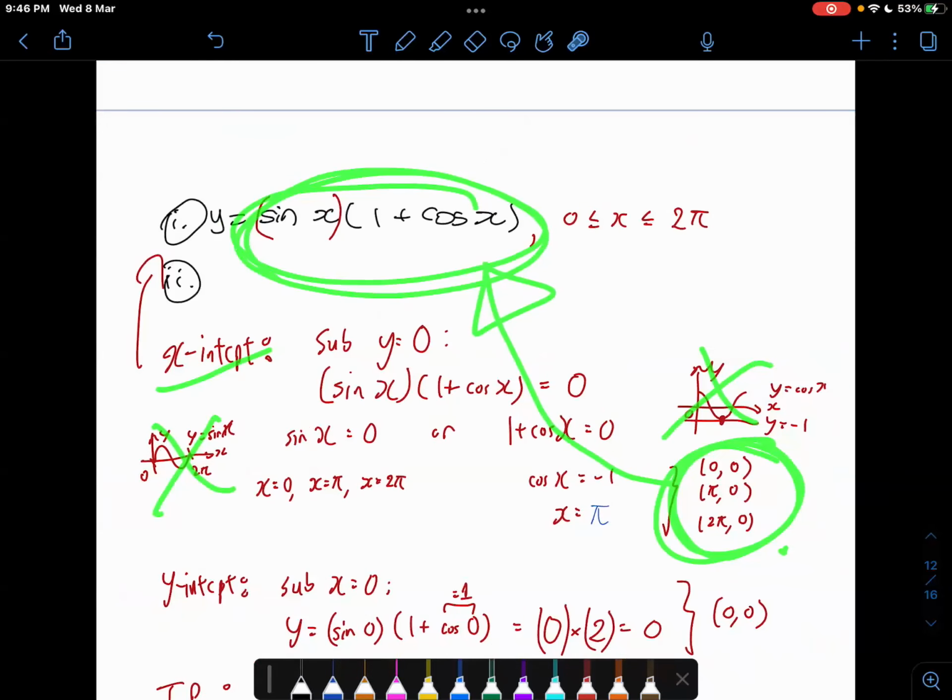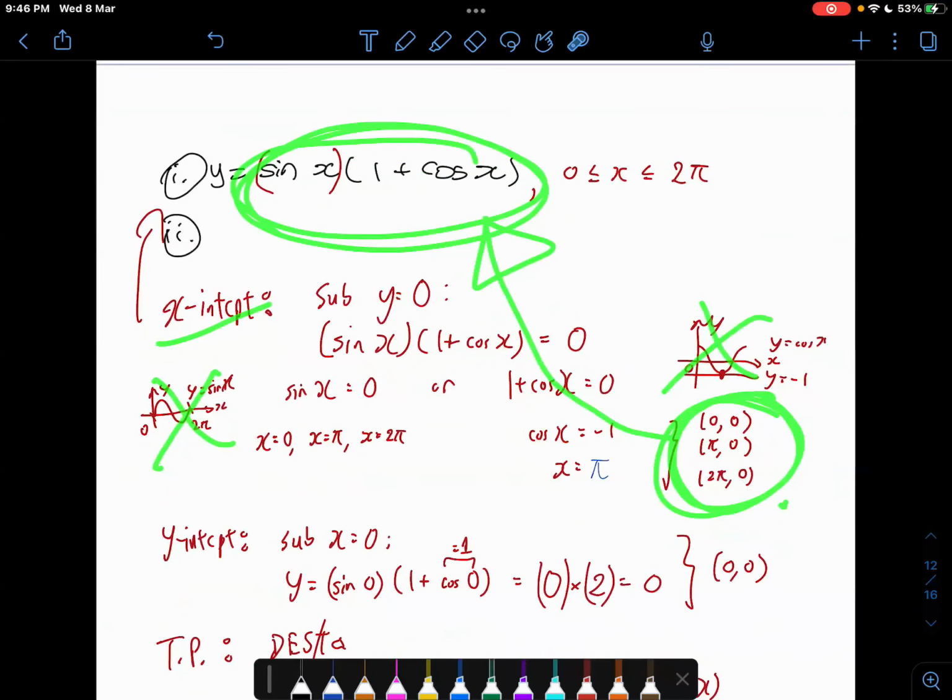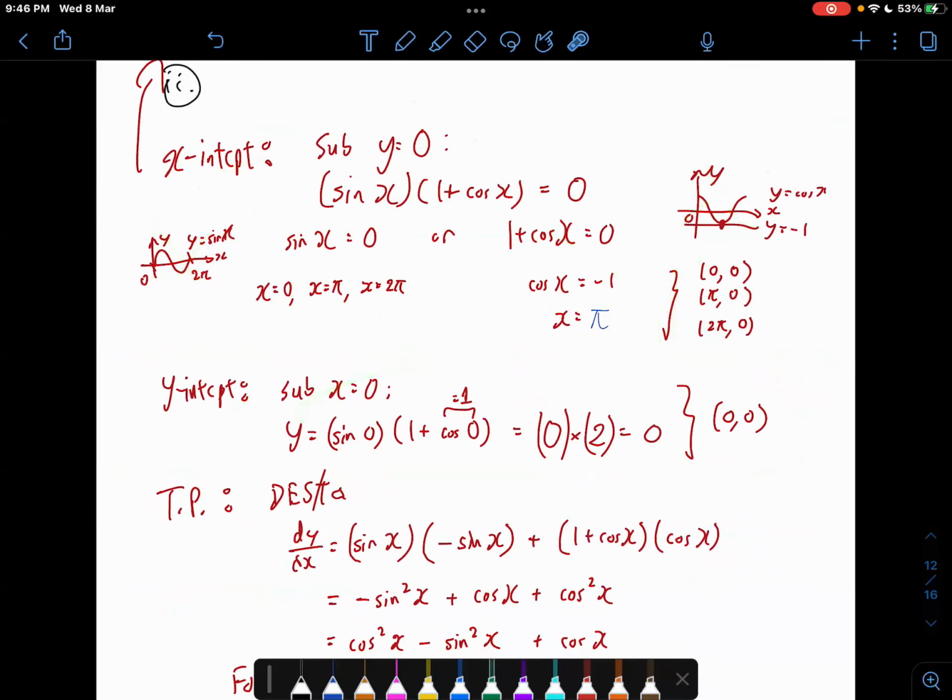Now we go on to the y-intercept. Substitute x equals 0. Sin 0 is what? 0. 0 times anything is 0. So straight away you get 0. If you want, you can calculate the second factor, which gives 2, but no point. 0 times anything is just 0. Okay?